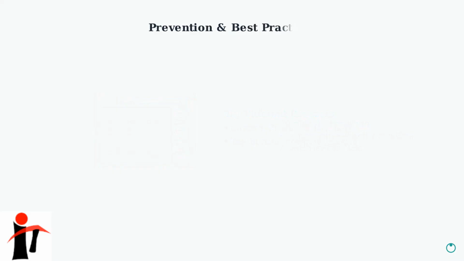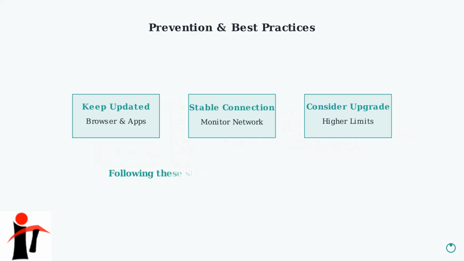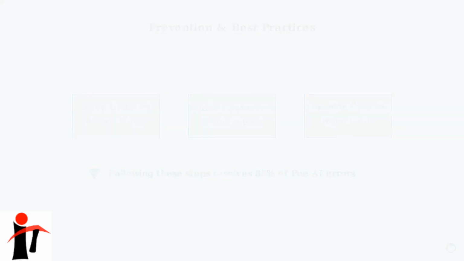Prevention is better than troubleshooting. Keep your browsers and apps updated, maintain a stable internet connection, and understand Poe's usage limits. Consider upgrading to a paid tier if you frequently encounter quota issues, as this provides higher usage limits and priority access. These practical solutions address the majority of Poe AI technical issues. By systematically working through browser settings, network connectivity, and app maintenance, most users can restore full functionality and prevent future problems.